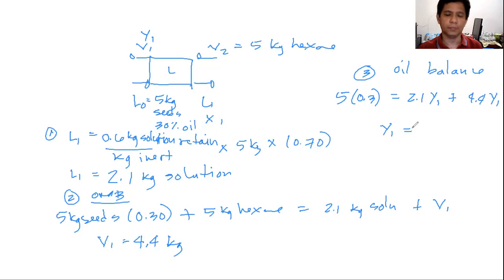And then, try to solve Y1 using your calculator. 5 times 0.3 equals 2.1 Y1 plus 4.4 Y1. Kuha kayong calculator, ha? So, I'm getting something like 0.230769. I-store nyo na lang sa memory, Y1 is 0.230769.